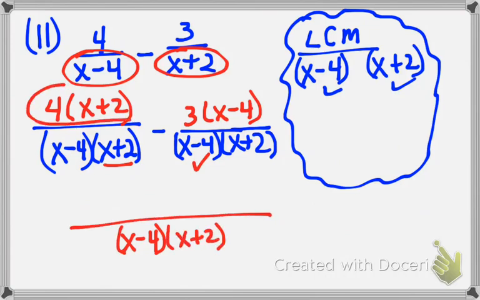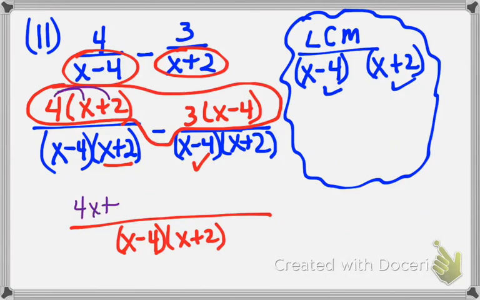So I'm going to take this side minus this side. So as I go through this, I'm going to go ahead and distribute. So 4 times x and 4 times 2 is going to be 4x plus 8. Now, when I distribute the 3, notice that this is subtraction. So I'm going to distribute it as negative 3. It's minus 3, so we're going to have negative 3 times x, which is negative 3x. And I'm going to have negative 3 times negative 4, which is positive 12.